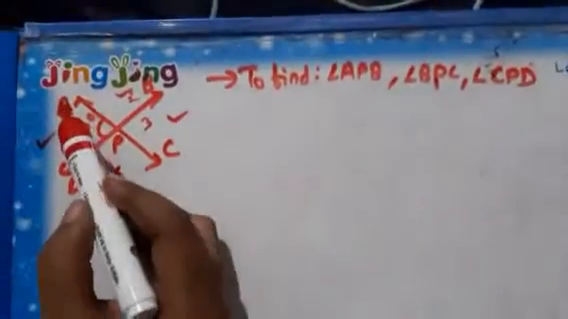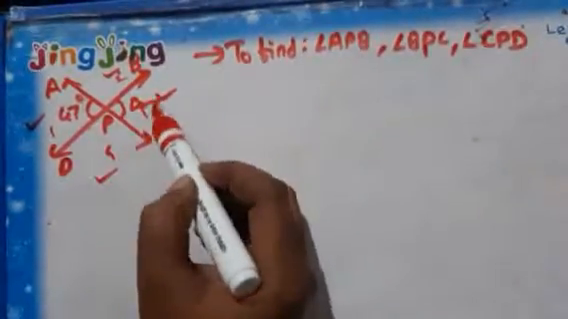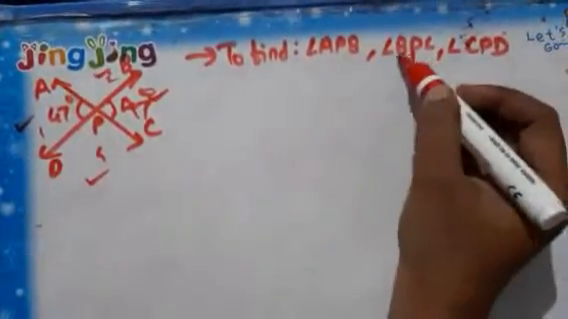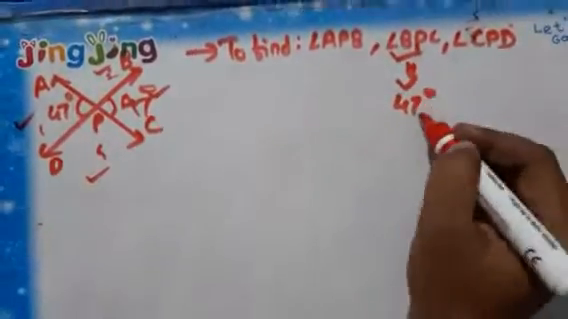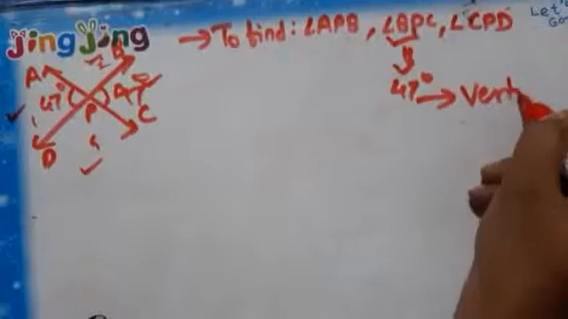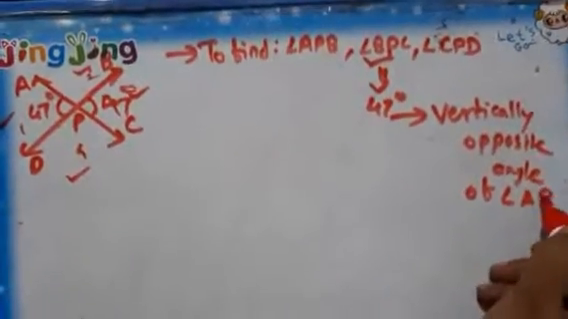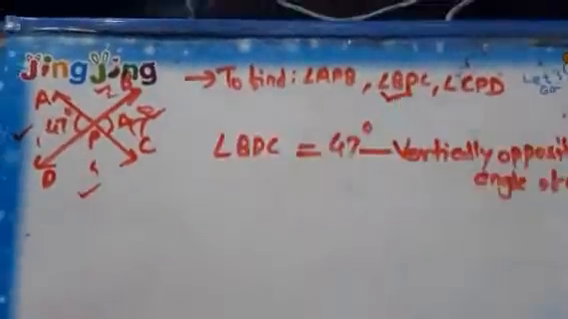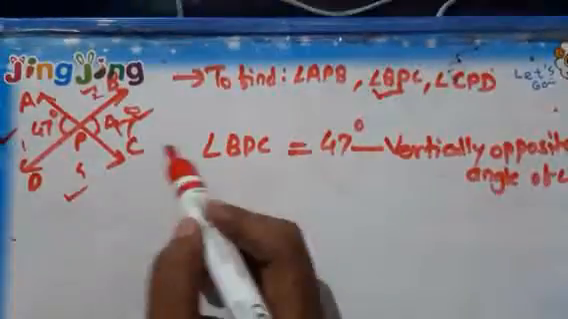So if angle APD is 47 degrees, then BPC should also be 47 degrees. So out of that, we got BPC is equal to 47 degrees, and the reason for this will be vertically opposite angle of angle APD. Now the remaining 2 angles we will find, APB and CPD.